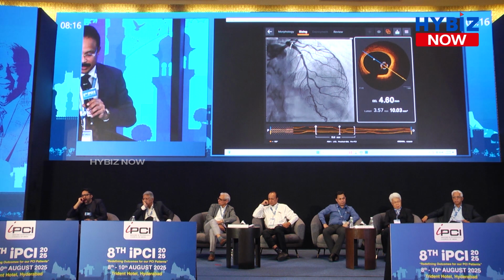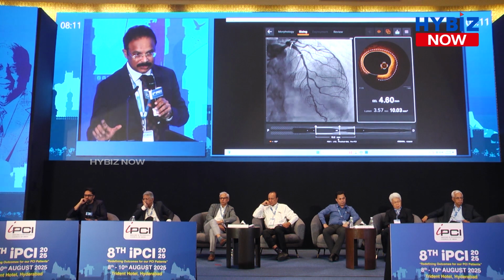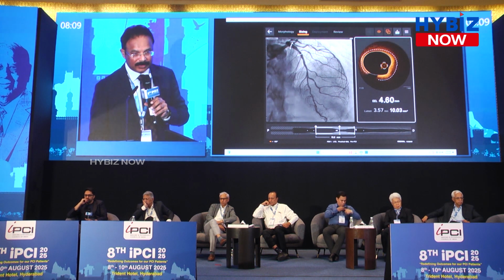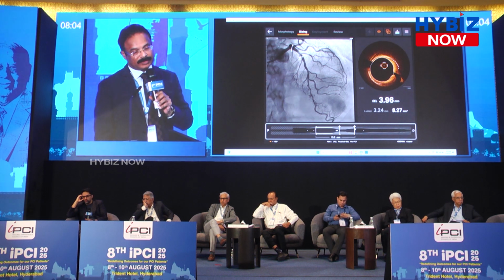So a reasonable landing zone we have identified and calculated the stent length size of 15 millimeter and the size of 3.5, and then we decided on a post dilatation by a 4 millimeter balloon at the proximal part.